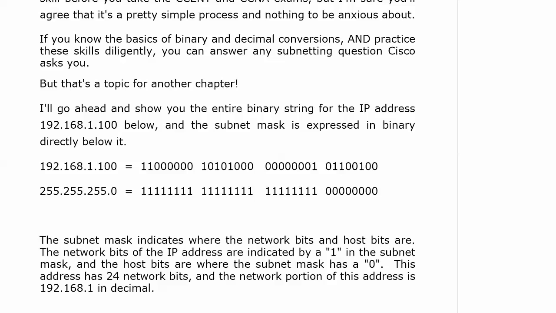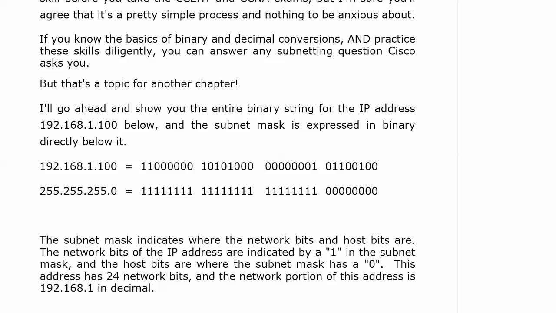And 255, you know what that's going to be. That's going to be a 1 for every single value in that particular block. So 255, 255, 255, 0, when you break it down into binary, is going to look like this. It's going to be 24 ones in a row and then 8 zeros.